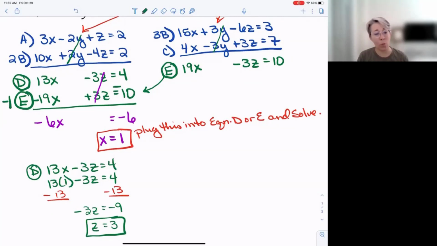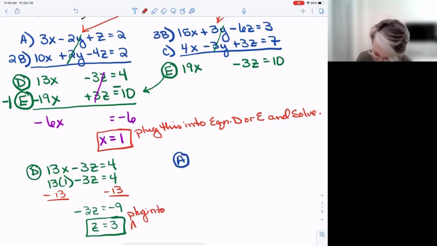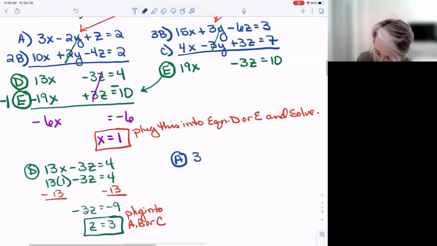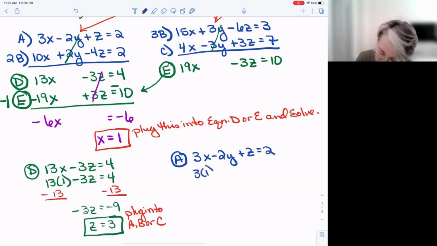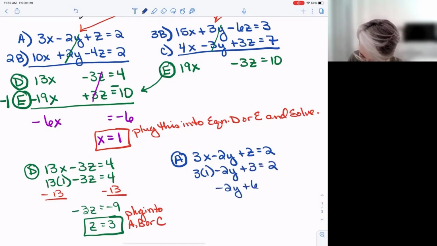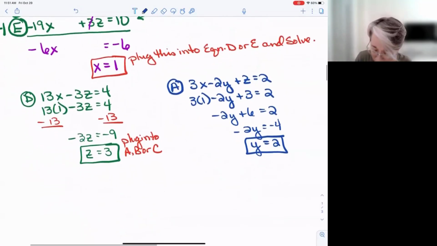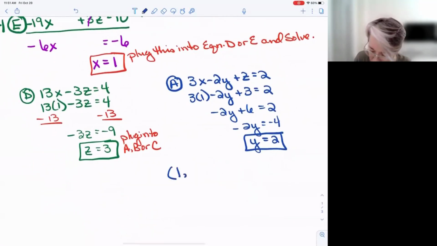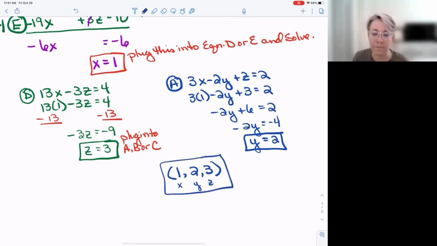And now we have to find our y. So we're going to backtrack again and plug everybody into one of our original equations. So if we choose equation A of 3x minus 2y plus z equals 2, we're going to plug in the 1 for the x. We still have a negative 2y. We're going to plug in a positive 3 for our z and solve. So we end up with the solution of (1, 2, 3). Again, x, y, z, we always put it in alphabetical order.